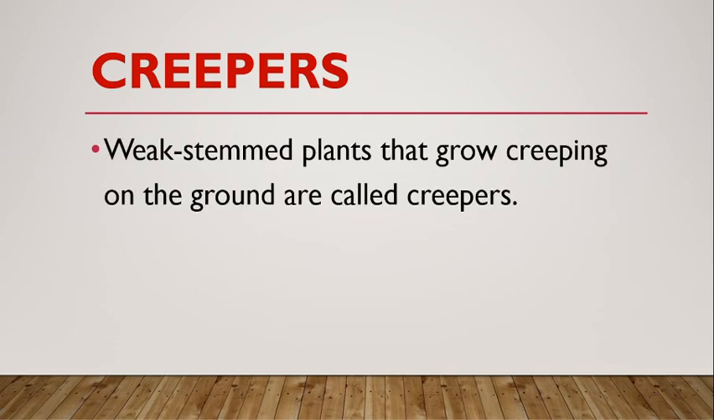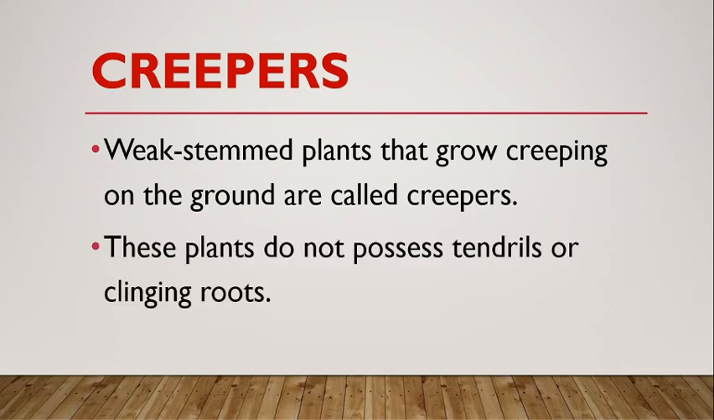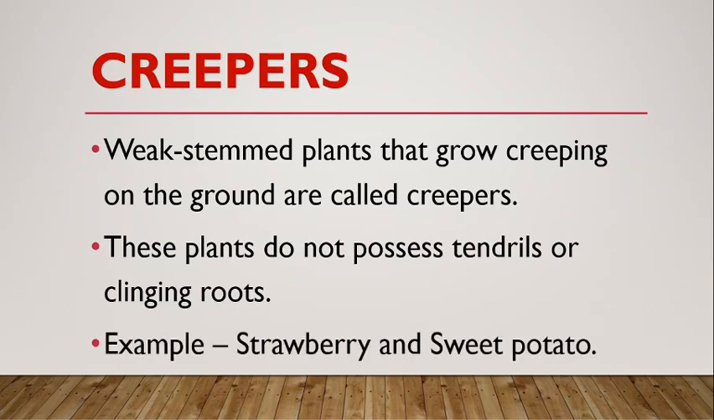Now the last and final one is the creepers. Creepers are also weak stem plants that grow creeping on the surface. These plants do not possess tendrils or clinging roots, but in case of climbers, they possess tendrils or clinging roots. Examples are strawberry, sweet potato, etc.